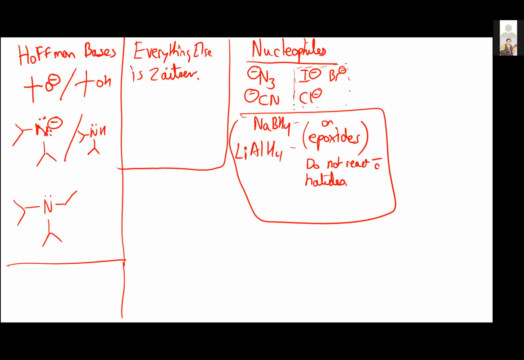Is that DIPEA, both neutral and reactive? This is DIPEA. It's always neutral because you can't make it negative, because you'd have to remove a carbon chain. There's no hydrogen to remove, so you can't have N minus there.